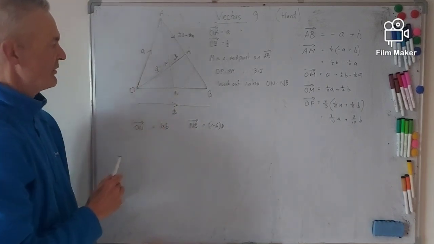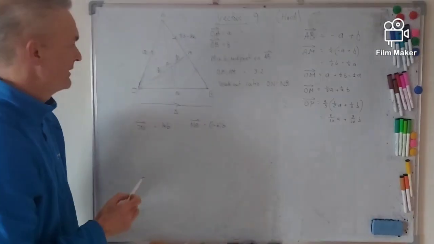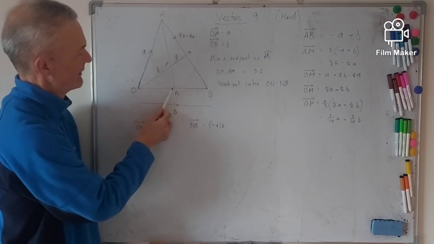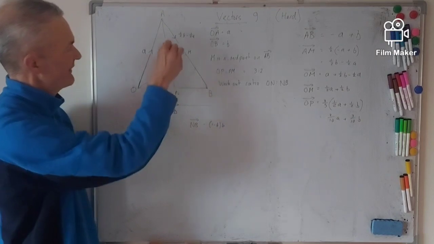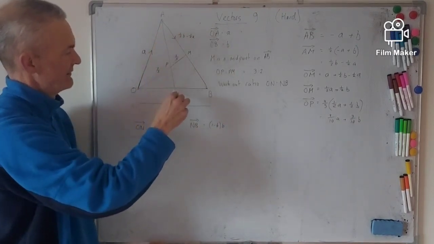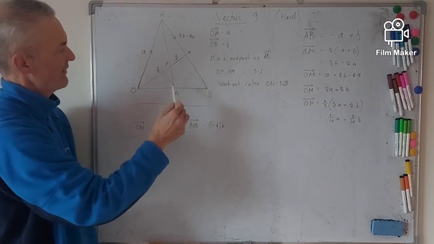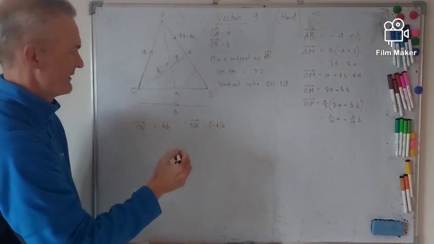Now we need PN. Well, we've not got anything there either, have we? So in order to get that, we're going to need to get AN. Okay, so we're going to need AN.